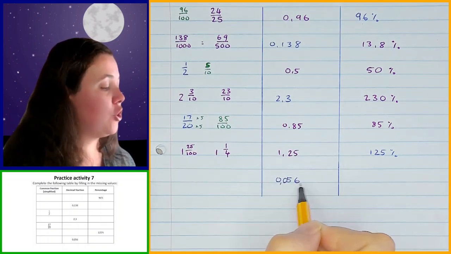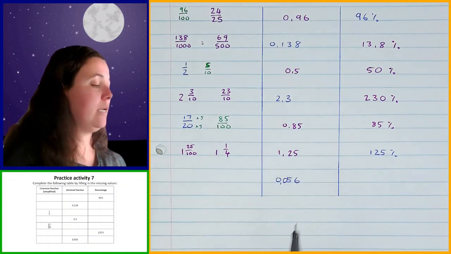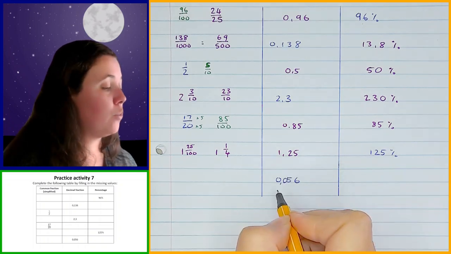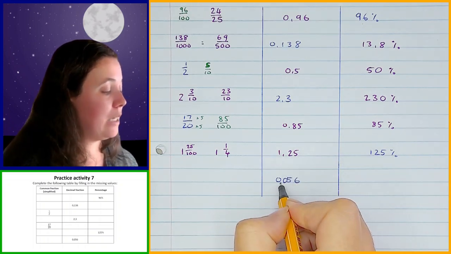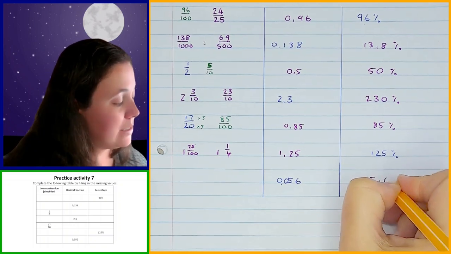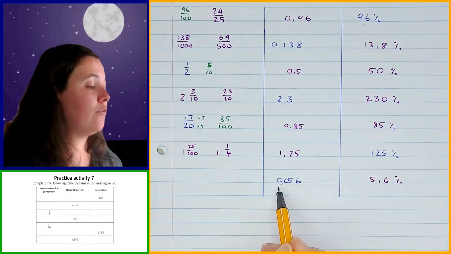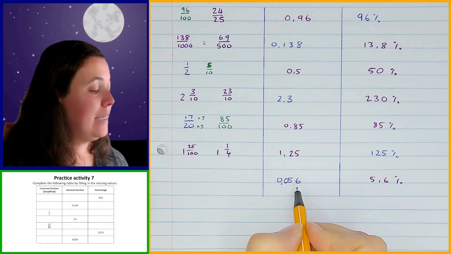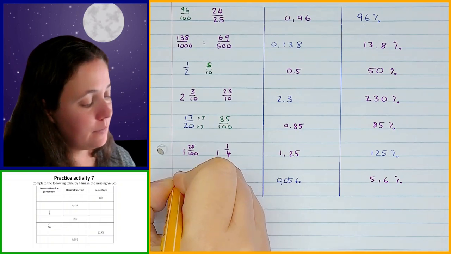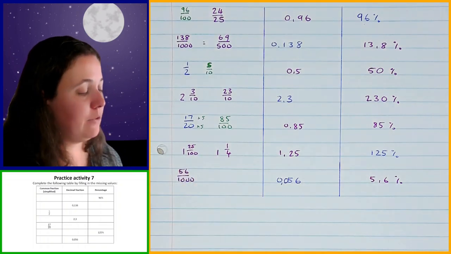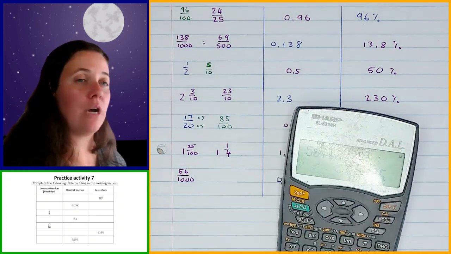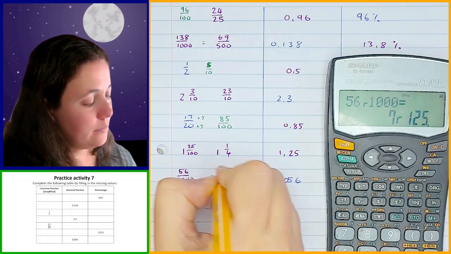Okay, and then I've got 0.056 as my last one. When you take this and you convert it to a percentage, what we need to do is multiply by 100. So that's going to give me 5.6%. And then when I convert this to a common fraction, it's going to be over 1,000 because that's in the thousandth position. So we have 56 over 1,000. Which I can simplify, and that gives me 7 over 125.